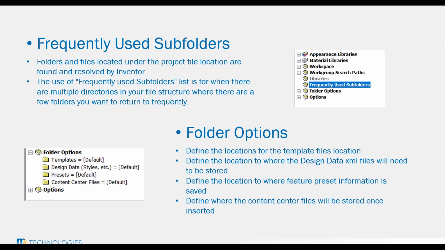And next up would be just talking briefly about the folder options. As you can see down the bottom, I've expanded the plus sign in the folder options. It gives you 4 areas where you can define your templates, your design data, which is what I was talking about earlier, then something called presets, which was introduced in 2019, which I'll talk about in a brief second, and then your content center files. So for your template files, your default location is what is stored in the application options. Per the project file, you can set different template folders.